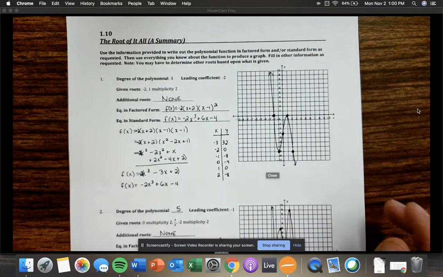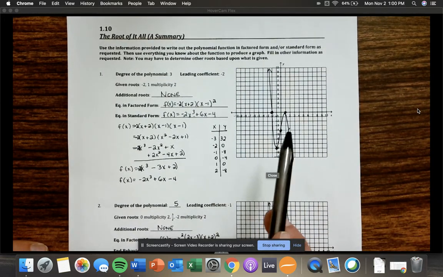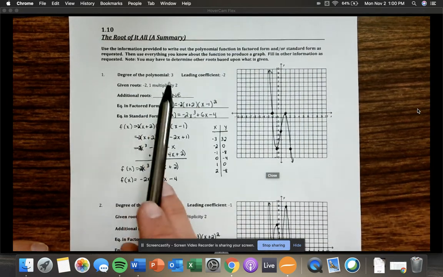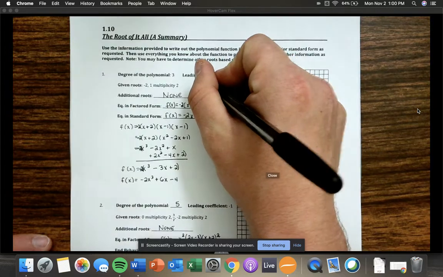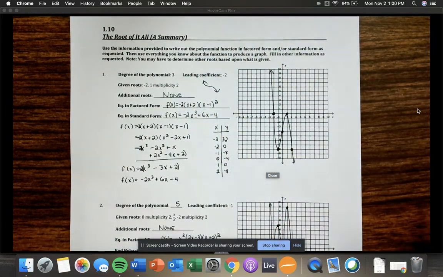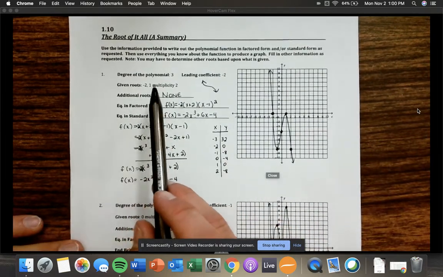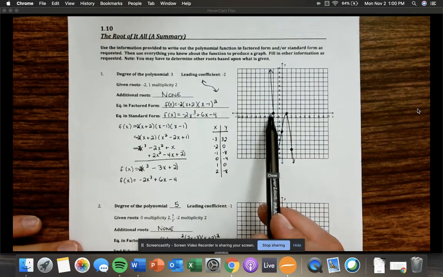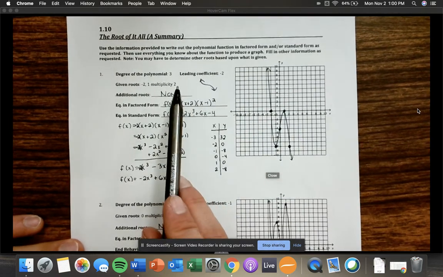Then all we need to do is find some extra points so that we can plot an accurate graph, because we already have the degree. It's an odd degree with a negative leading coefficient, so that's going to be that S curve that has a negative slope. We already have the roots and the multiplicity, so we know it's going to cross at -2, and it's going to touch at 1, because it's got a multiplicity of 2.